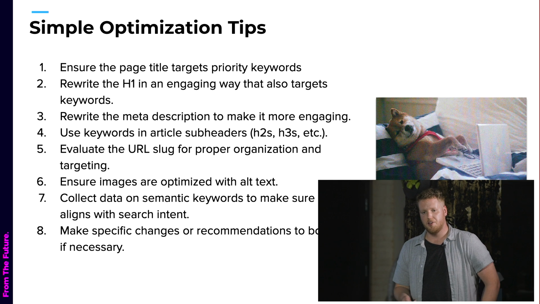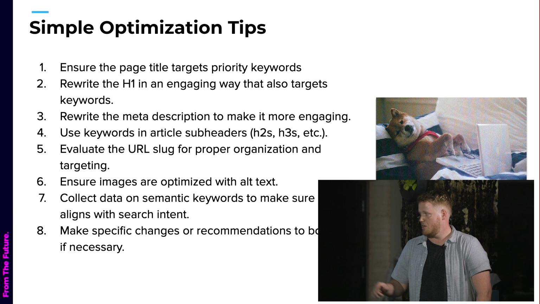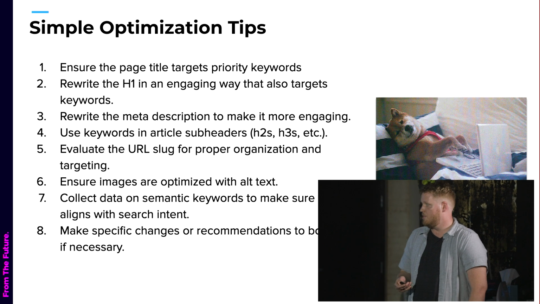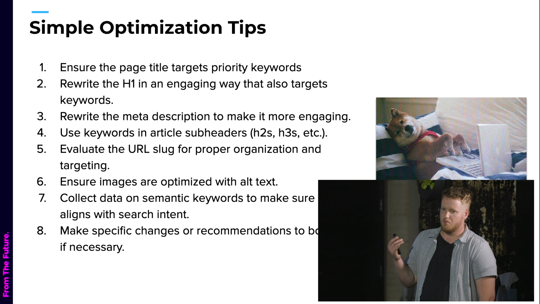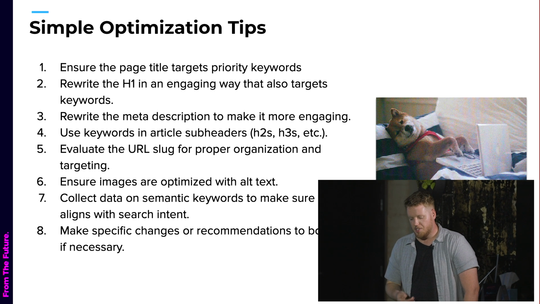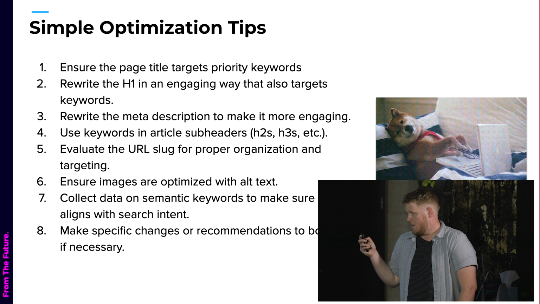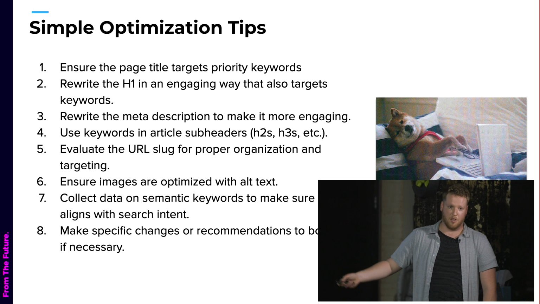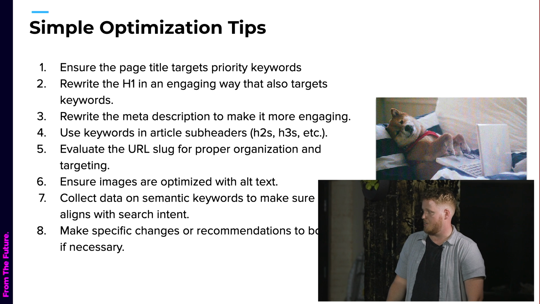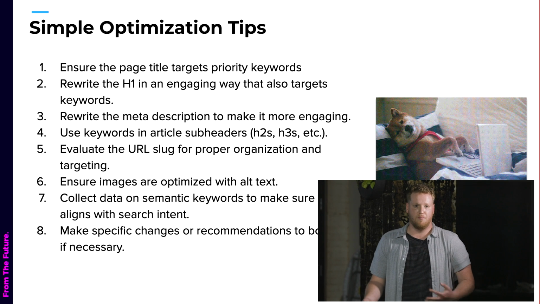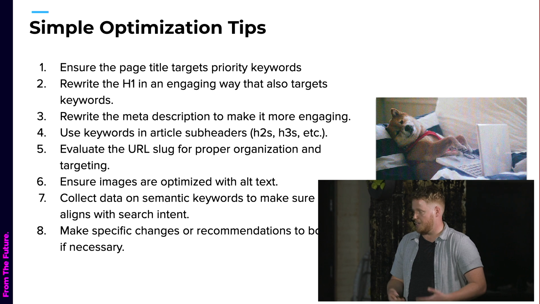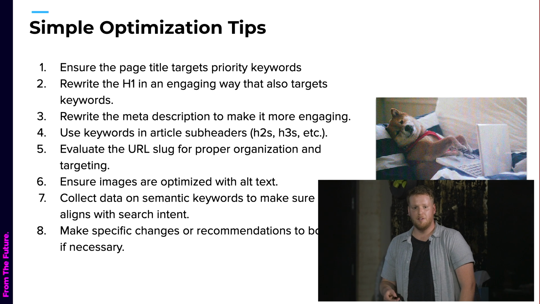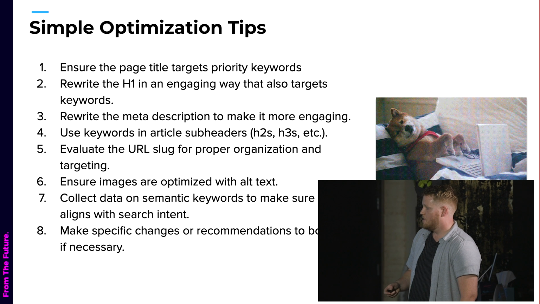Use keywords and related terms, the semantic terms we talked about earlier, in article subheaders, so the H2s, the H3s, the H4s. Evaluate the URL slug for proper optimization. Ensure that images are optimized. And then again, like we talked about, collecting data on semantic keywords. If we're targeting a really competitive keyword, that's a good idea because it gives you the data you need to make a topic model to be able to get every relevant term on the page and addressed.